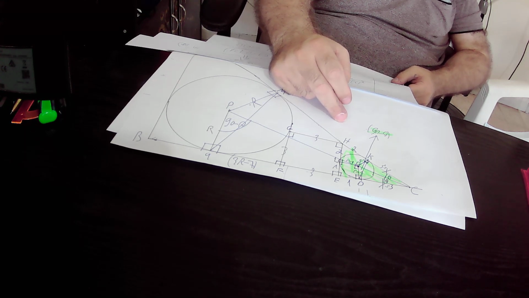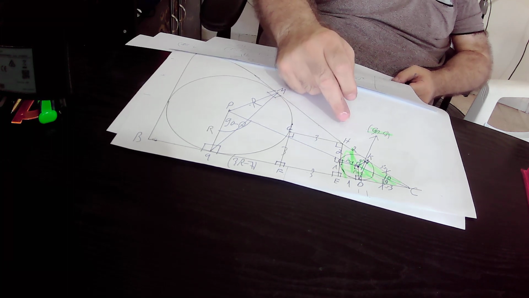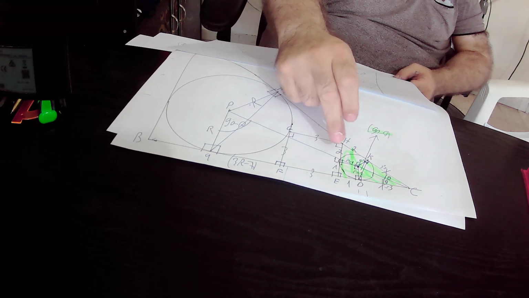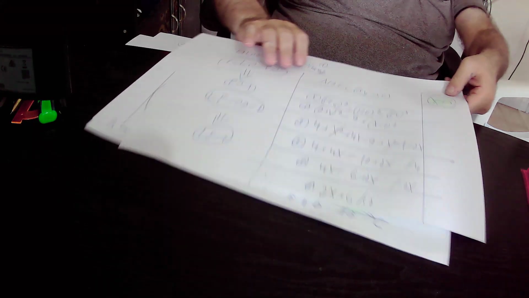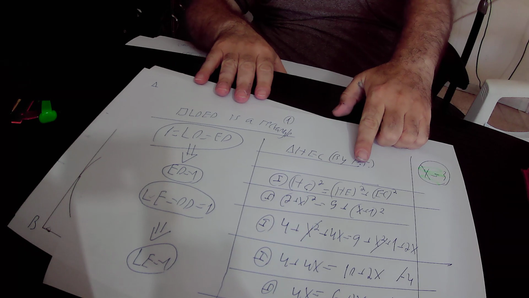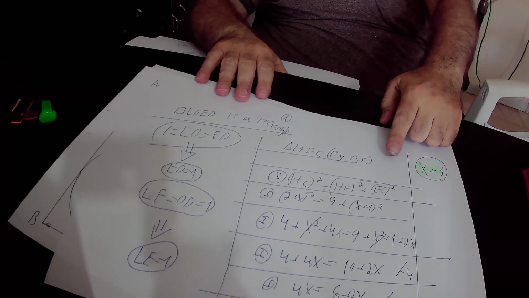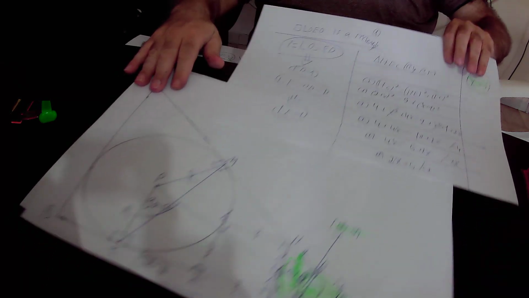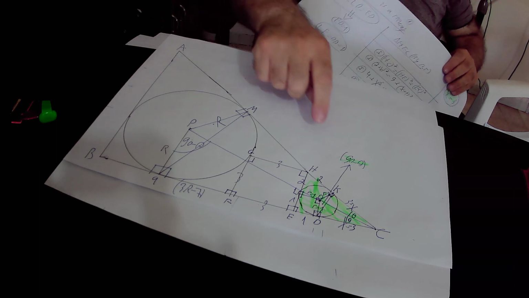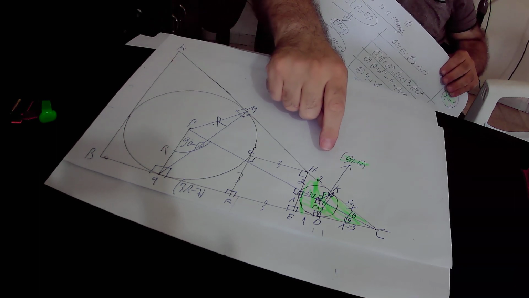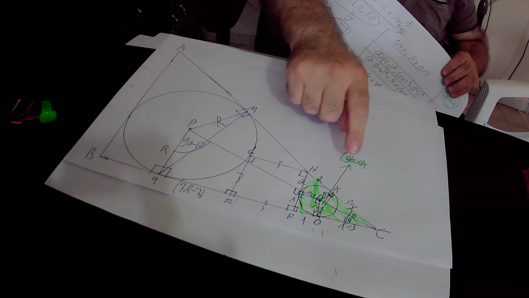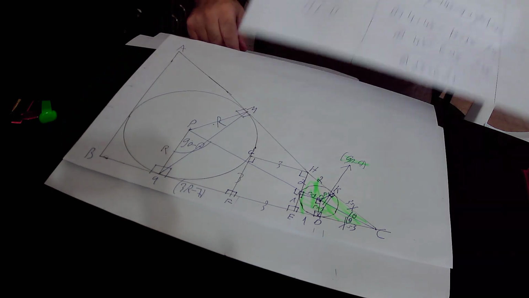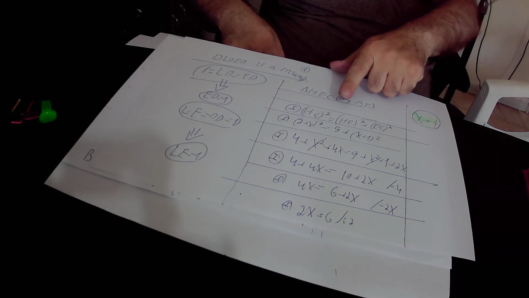Then we implemented the Pythagoras theorem on the right green triangle HEC. The square of the hypotenuse equals the sum of the squares of the perpendiculars. That is to say, HC square equals HE square plus EC square. Here, the hypotenuse HC equals 2 plus X. Therefore, HC square is equal to (2 plus X) square.